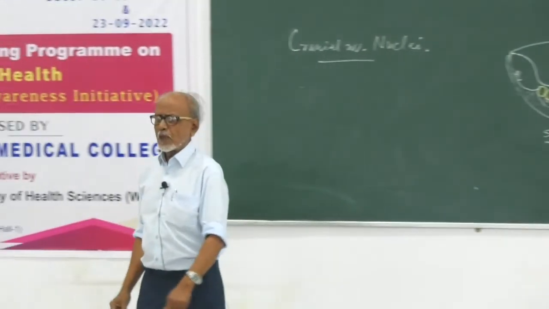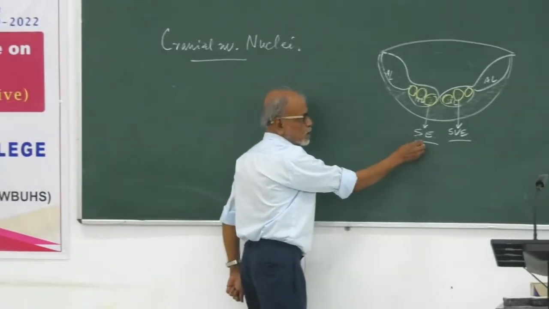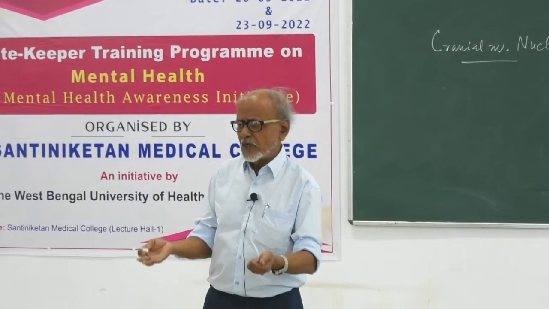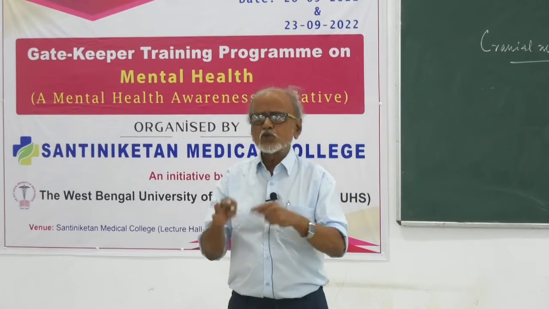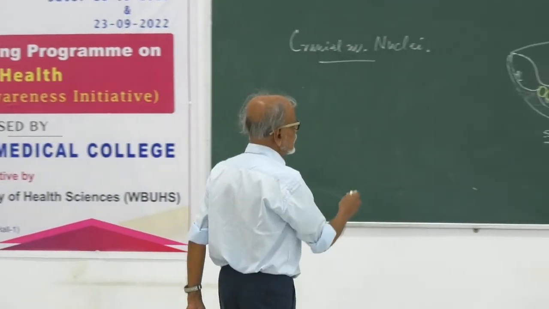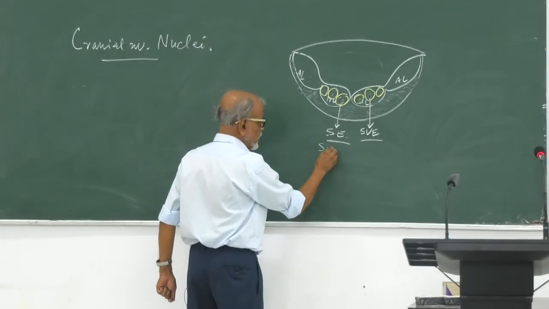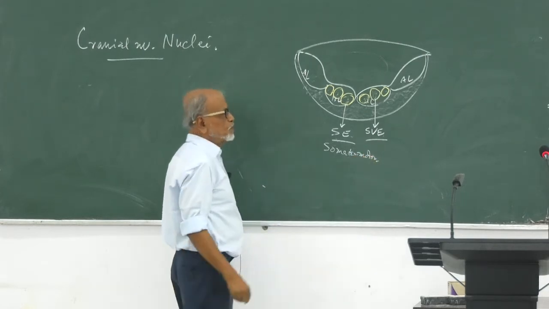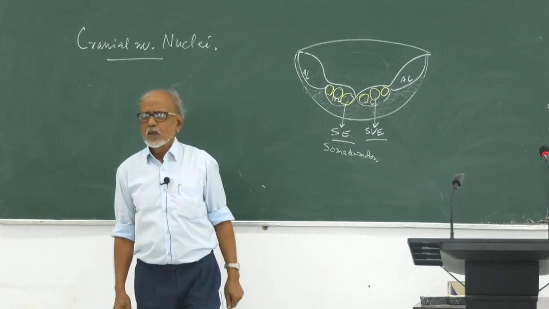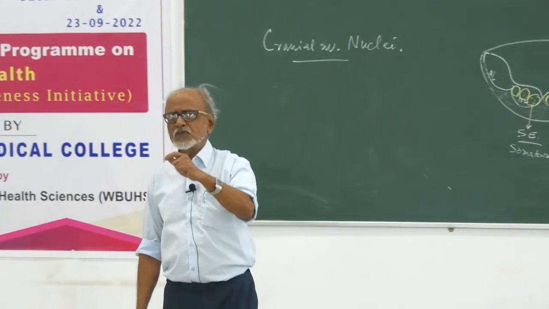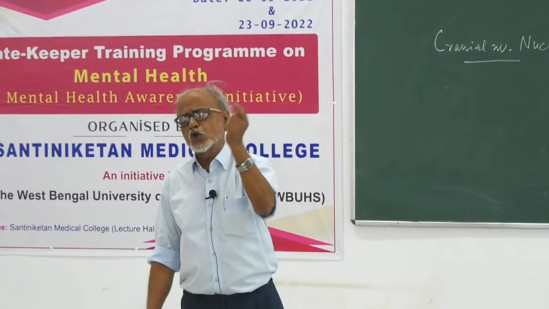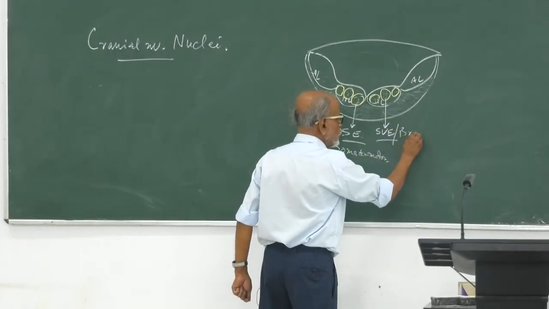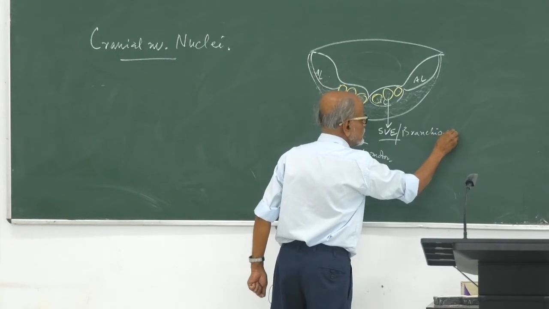That motor column is being called the special visceral efferent column. Now, if the name somatic efferent seems difficult to you, remember it as the somatomotor column. So this is somatomotor, okay? Another name of the special visceral efferent column is the branchiomotor column.